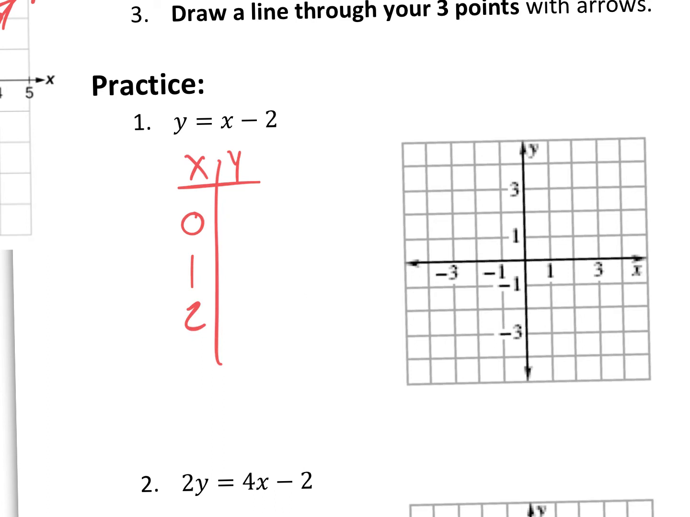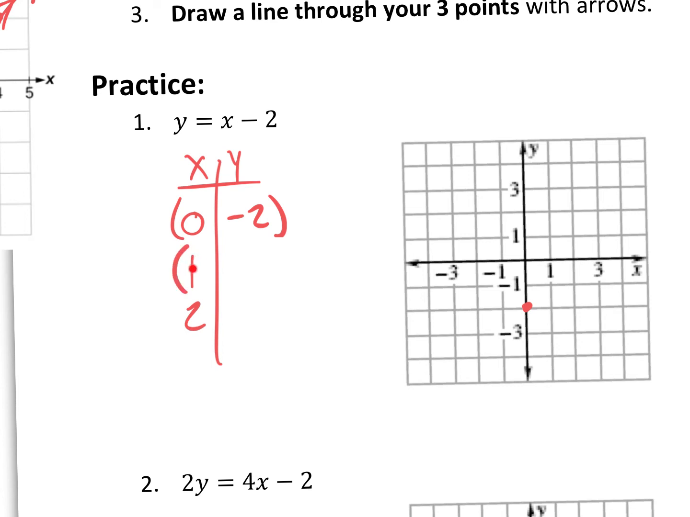Okay, so if I do plug in 0 right there, 0 take away 2, what's 0 take away 2? It's negative 2. That is a coordinate. Go ahead and go from the origin 0 on the x, negative 2 on the y, put a dot right there. Then we move on to the next one.